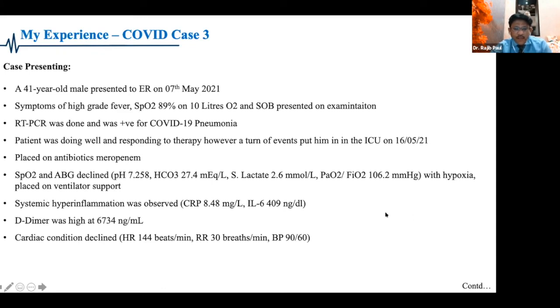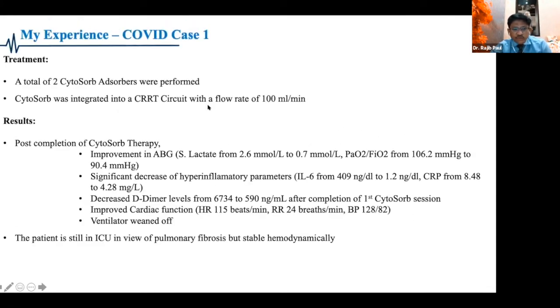So this patient also underwent two cycles, and there was significant improvement in the ABG. Lactate came down from 2.6 to 0.7. IL-6 came down from 409 to 1.2. CRP reduced. D-dimers came down very significantly to 590 after the second cycle.